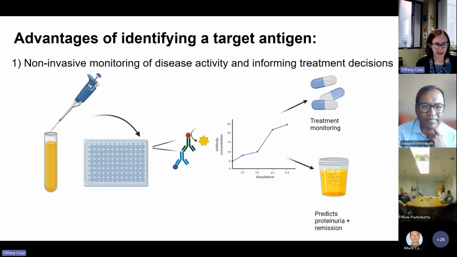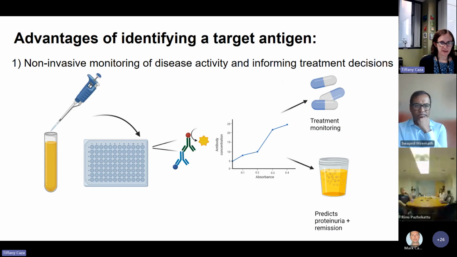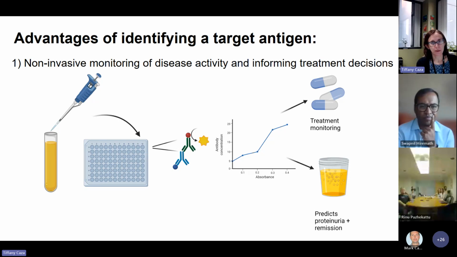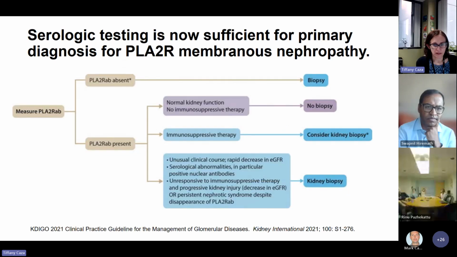And it's important to identify an antigen for a number of reasons. One of them is non-invasive monitoring of disease activity. That's available currently for PLA2R and THSD7A, but not other antigen types. For PLA2R, there's both an ELISA and an indirect immunofluorescence assay that's available, and the ELISA is FDA cleared. And antibody titers will correlate with disease activity and are useful for monitoring treatment.